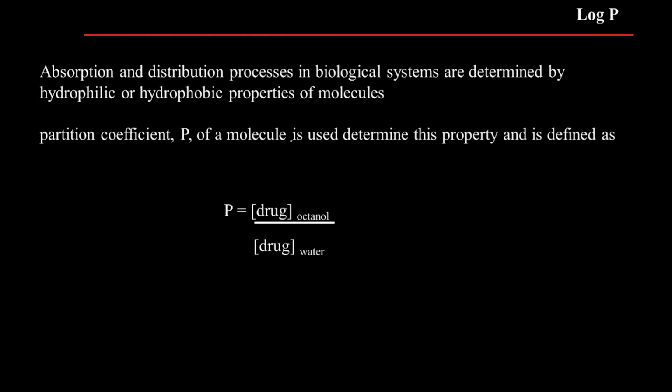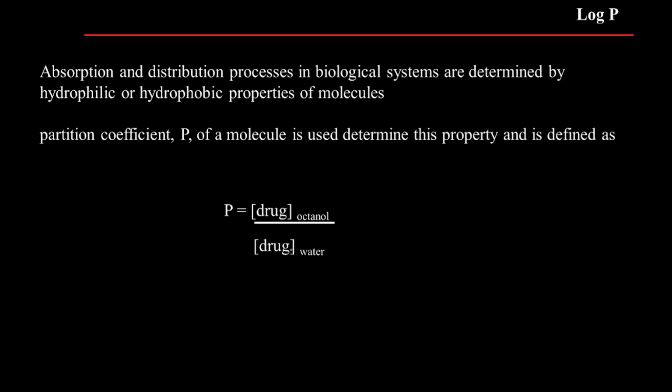Another descriptor which is very, very important is the log P here. Okay, that's the log P. Absorption and distribution processes in biological systems are determined by the hydrophilic, hydrophobic properties of the molecule. We looked quite a lot at this log P. Log P is nothing but the partition of this particular molecule in octanol divided by in water. Okay, more in the octanol, that means we call it hydrophobic, less in octanol, more in water, we call it hydrophilic.